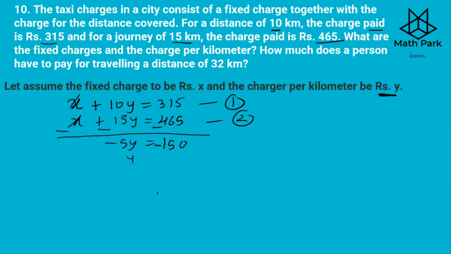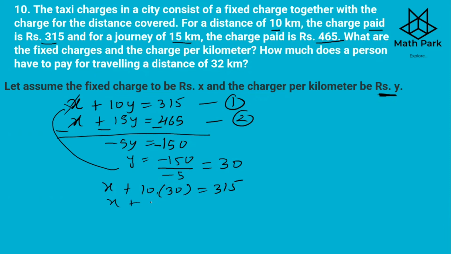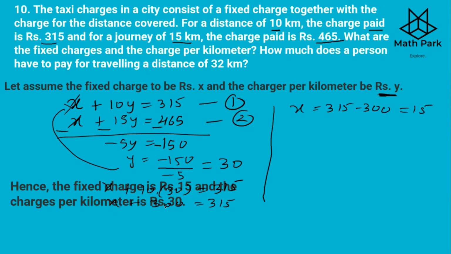So we get Y is equal to minus 150 divided by minus 5, which is 30. 3 5s are 15, so we get 30 rupees. So 30 rupees is the charge per kilometer. Now let us find the fixed charge. We will substitute this in equation number 1. So we get X plus 10Y, where the value of Y is 30, is equal to 315. So X plus 30 into 10 is 300, is equal to 315. So X is 315 minus 300, which is rupees 15, the fixed charge. So we got the fixed charge as rupees 15 and the charge per kilometer as rupees 30.